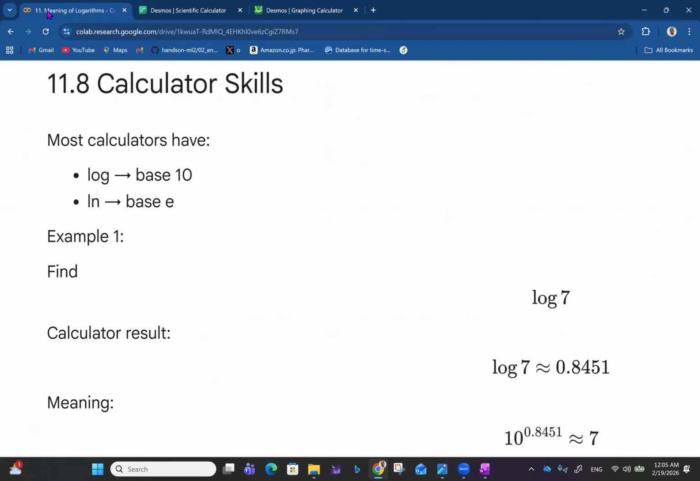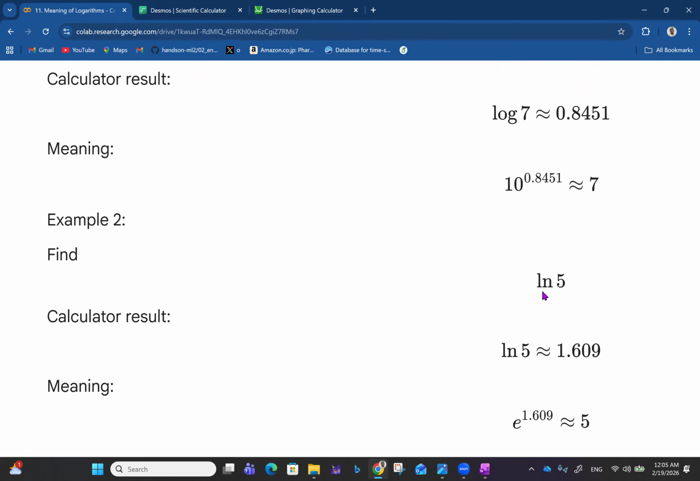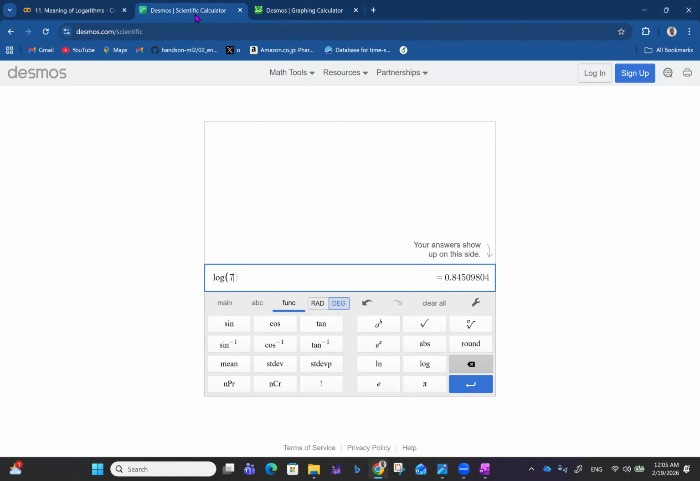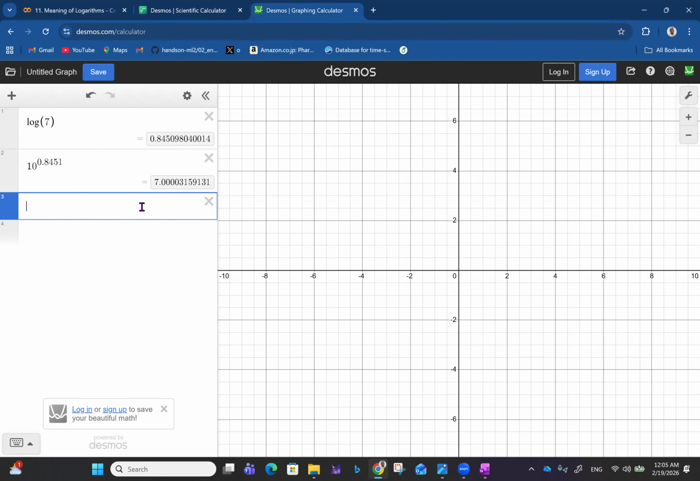Okay, so that's how to punch your calculator. So, for example, now we need to find ln 5. We come to the scientific calculator. First of all, we can clear this out. So, ln 5, I come to ln, I have 5 here. That's 1.6094, and that's all we have here. Because ln 5 is actually log 5 to base e, that means e raised to the power 1.609 should be equal to 5, right?